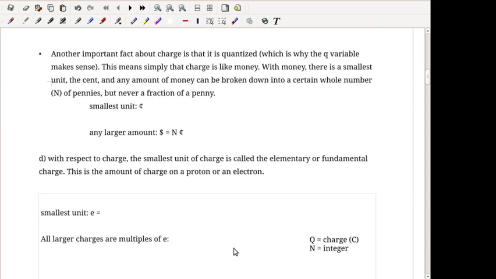Another important fact about charge is that it is quantized, which is why the Q variable makes sense. This means simply that charge is like money. With money, there's a smallest unit, the cent, and any amount can be broken down into a whole number of pennies, but never a fraction of pennies. We're talking in the physical world right now. I know with electronic money on your credit card, they could potentially give you fractions of pennies. But in the real world, you can't ever get smaller than a penny, or in Bolivia, a centavo.